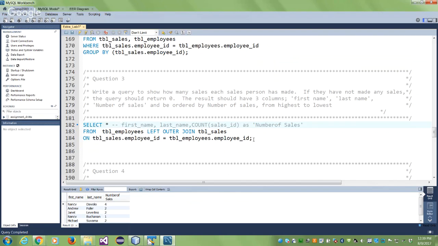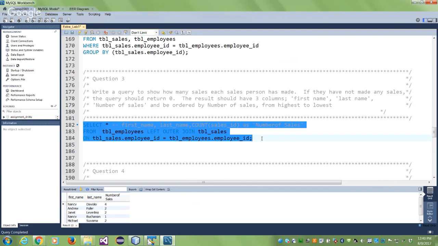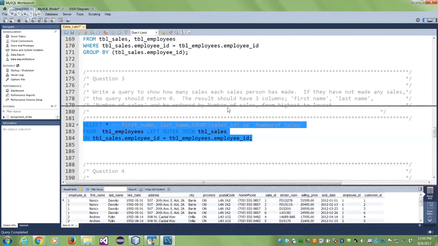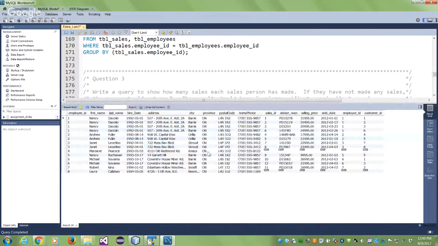So let's do it. So this is a left outer join. I want everybody to come up. Notice everybody comes up. So there were 2 people who didn't make a sale. Out of 8, 6 had made a sale, 2 haven't made a sale. So here I still want to see their first names and last names. And in the count, I want to see a 0. I want to see a count of 0. They didn't make a sale, right? So all you have to do is count them.